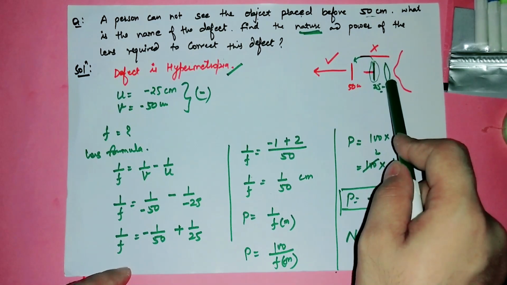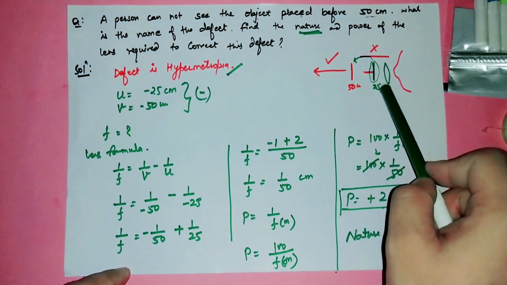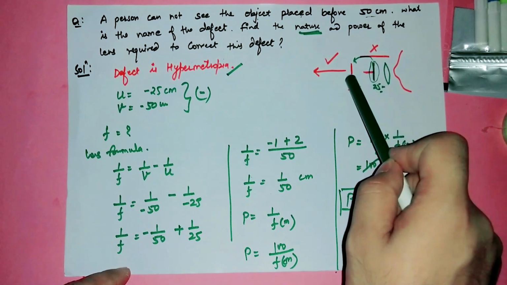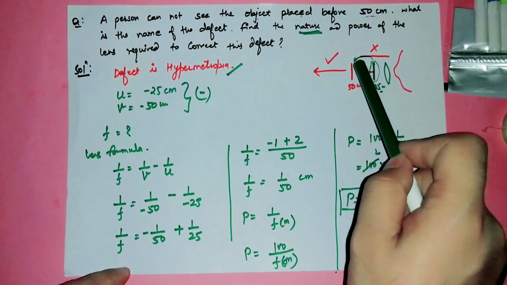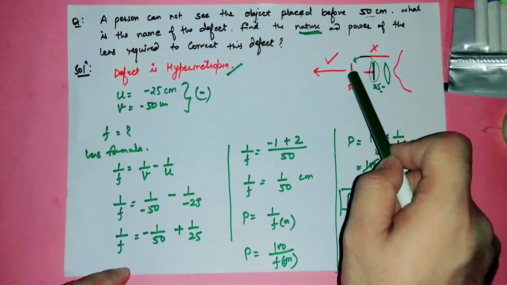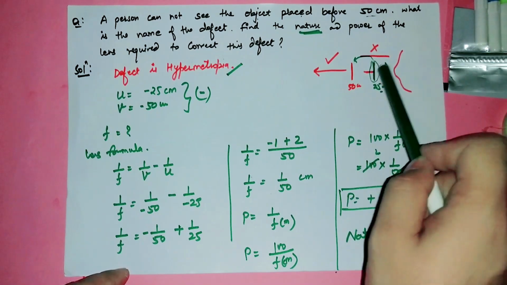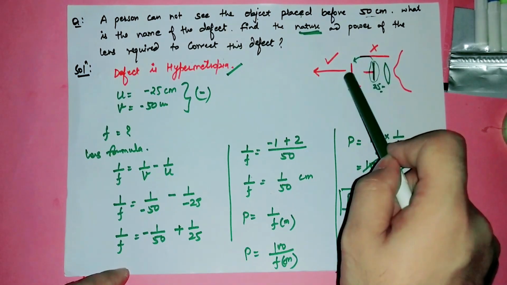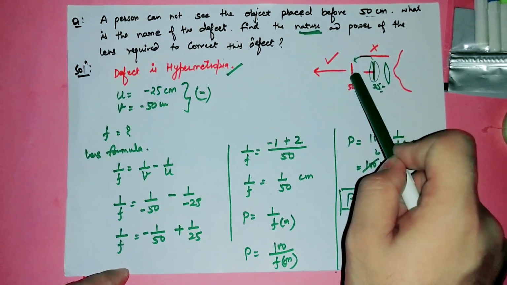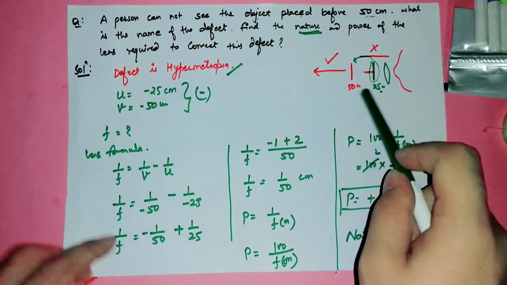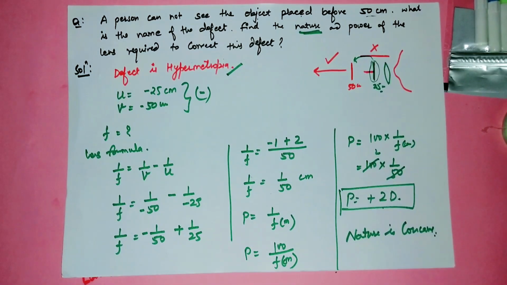This lens forms the image of this object at this position. Now this image works as the object for our eye lens. So if its image is at 50 centimeter, it will be visible to the eye because I can see at 50 centimeter. So this is how we do the numericals. Clear? So this is all for today.